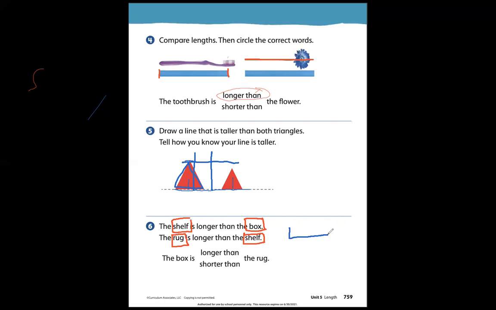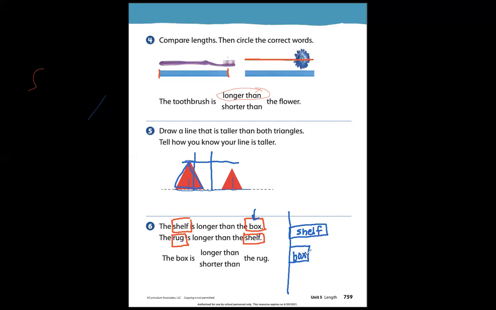The shelf. This is my shelf. Okay, remember, I still have to start with the line of measure. So here's my shelf. It said the shelf is longer than the box. So my box has to be shorter than the shelf. So this is my box. And the rug is longer than the shelf. So I have to draw a rug.